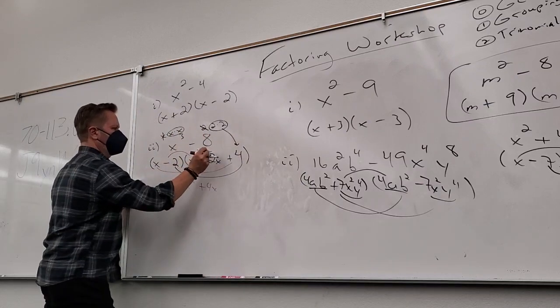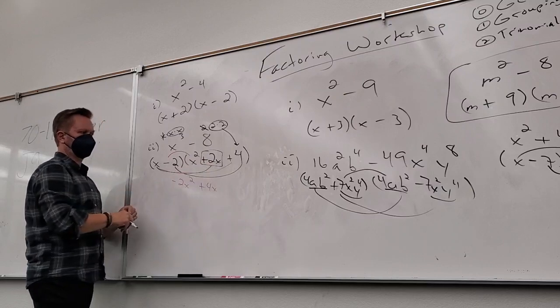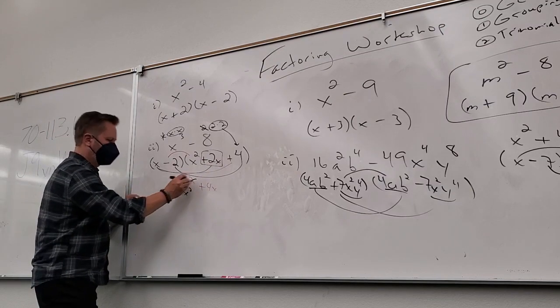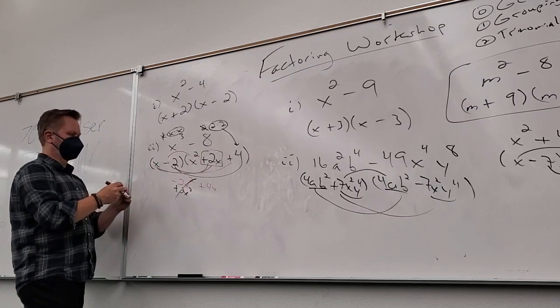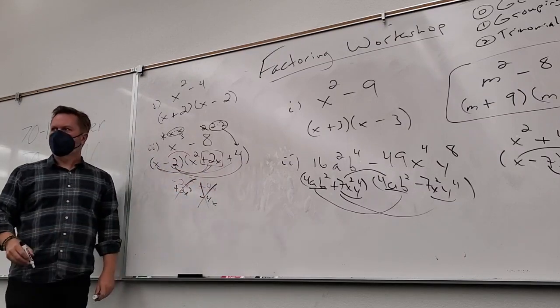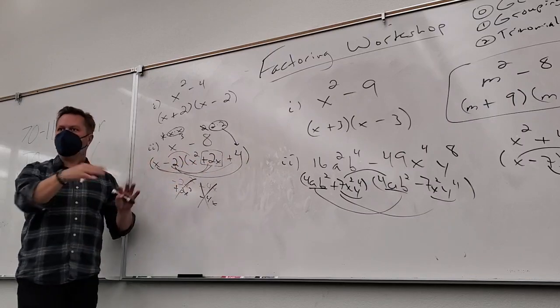Well, so this is my new term I just put in there, right? What's x times 2x? 2x squared. Positive 2x squared. Kills that. What's negative 2 times 2x? Negative 4x. Negative 4x. Kills that. Which means all I get is x cubed minus 8 because this guy killed all the middle stuff.